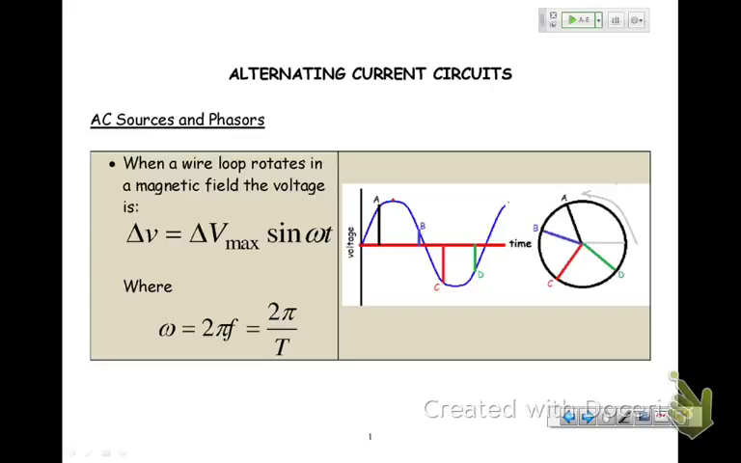We're going to talk about AC sources and phasors. When a wire loop rotates inside a magnetic field, a voltage is produced. My voltage is equal to my Vmax times the sine of the angle, and the angle is omega t. Remember, we can describe an angle by saying, what's its omega, its radians per second, and how long is it? Omega, radians per second, times seconds is radians. That's an angle. So I can describe where I am on this sinusoidal wave by saying, where am I on this phasor diagram, on this 360-degree or 2-pi radian diagram.